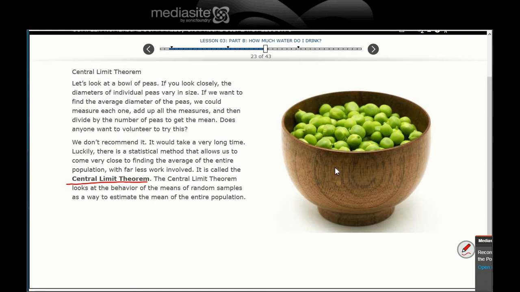Okay. Basically what it's saying is, just say these peas are 150 peas in them. So instead of doing them all, what we'll do is do repetitive samples. So we'll do some sampling of 10, and we'll just do them over and over again 4, 5, 6 times. So you're going to get a number of averages.